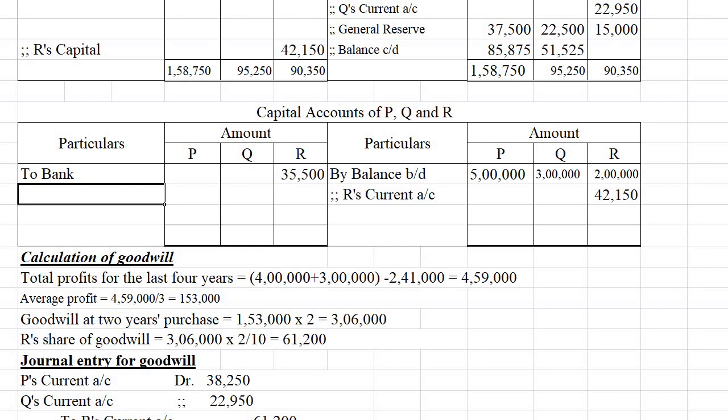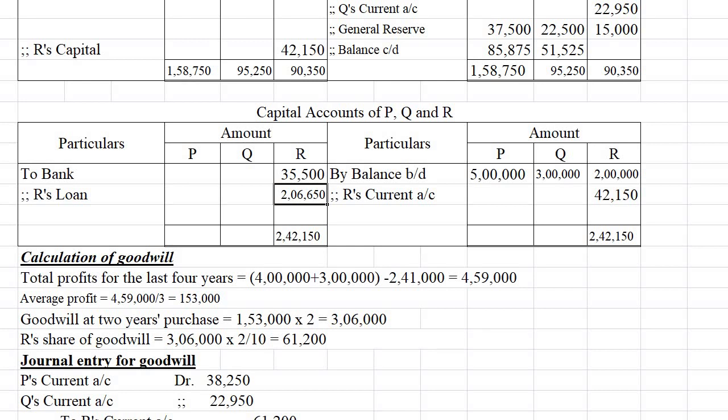Then remaining amount will be shown to his loan account. So to R's loan, we can write the remaining amount. For that we have to see what is the remaining amount. Let us total his capital account. That will be shown to the debit side and we'll write down the balance here. So 2,06,650. Okay. So that is the balance amount that will be transferred to his loan account.